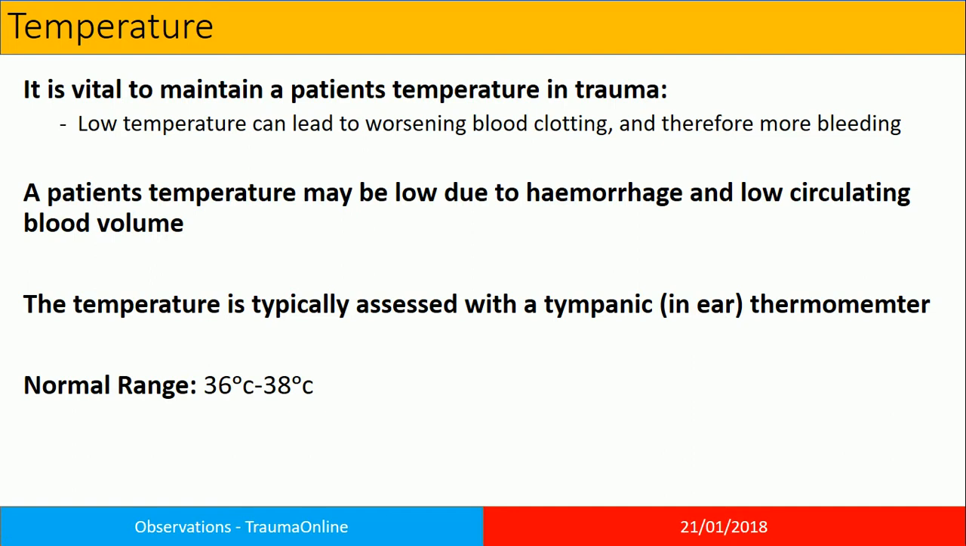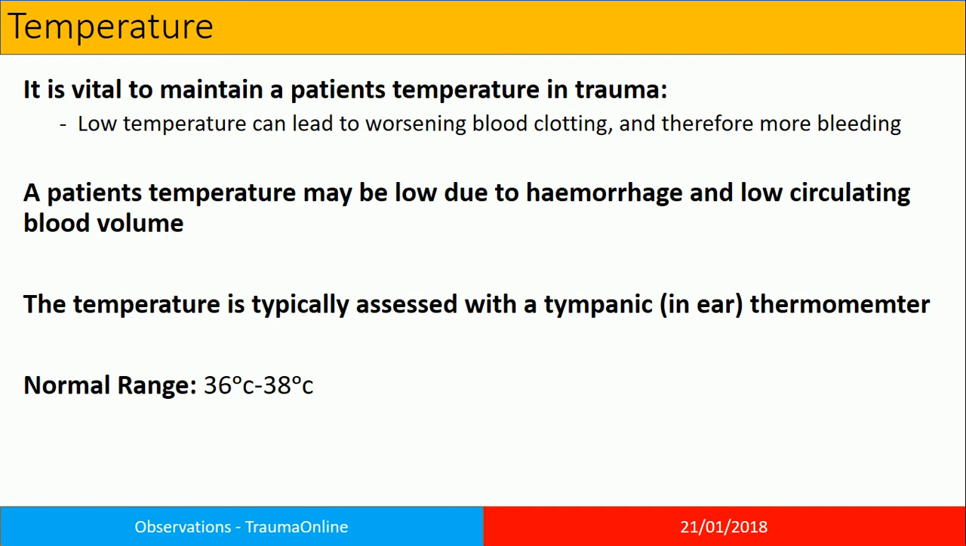Temperature is something that is commonly measured in healthcare, and it's particularly important in trauma. This is because a low temperature can lead to worsening of blood clotting and therefore more bleeding, and this is part of what's known as the triad of death in trauma patients, which is hypothermia, or low temperature, coagulopathy, or this is the bad blood clotting, and acidosis, which is caused by not enough blood reaching the peripheral tissues, and so you begin to produce acid, which again worsens your blood clotting, meaning that you bleed more.